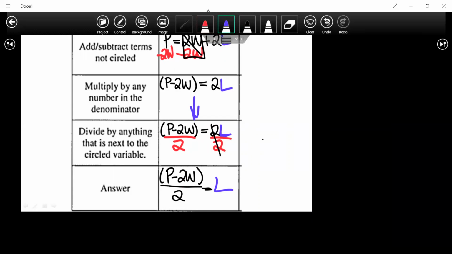Easy or hard? Solving for literal equations. That's what we're looking at.